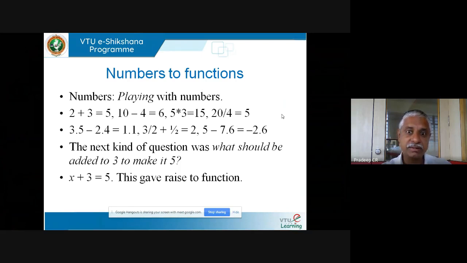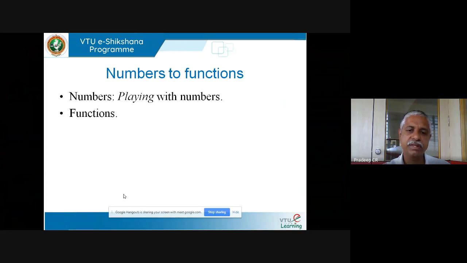Essentially, this gave rise to what is known as a function. That x plus 3 you see on the left hand side of this equation is essentially a function. X plus 3 is a function. So basically, while solving equations, naturally it gave rise to what is known as a function. So this is an example of a function, x plus 3. I'm sure by the time you finished your class 10, you could give many examples of functions.